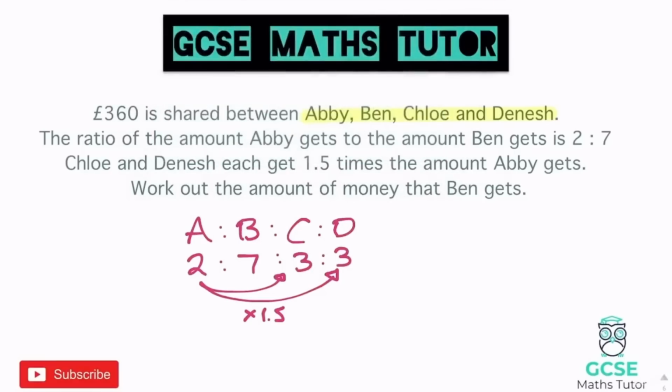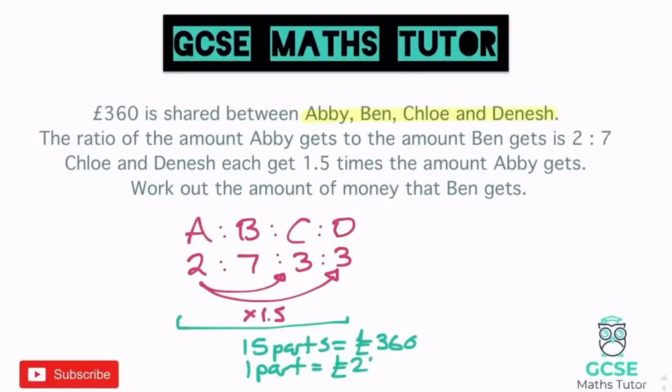The total of all those parts, if I do this below, if we add them all together, we get 15. So we've got 15 parts equaling £360. And then again, we can divide that by 15, and 360 divided by 15 gives us £24. So we've got that 1 part equals £24. There we go. And it says work out the amount of money that Ben gets.